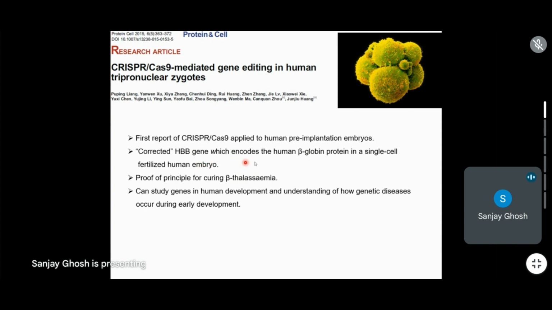So that was the first proof of concept. But since this was done in the germline, which is banned and forbidden, this work was not followed up later on.